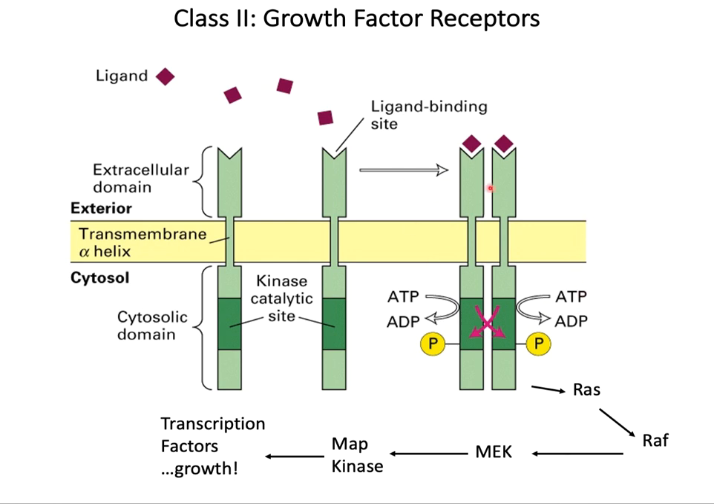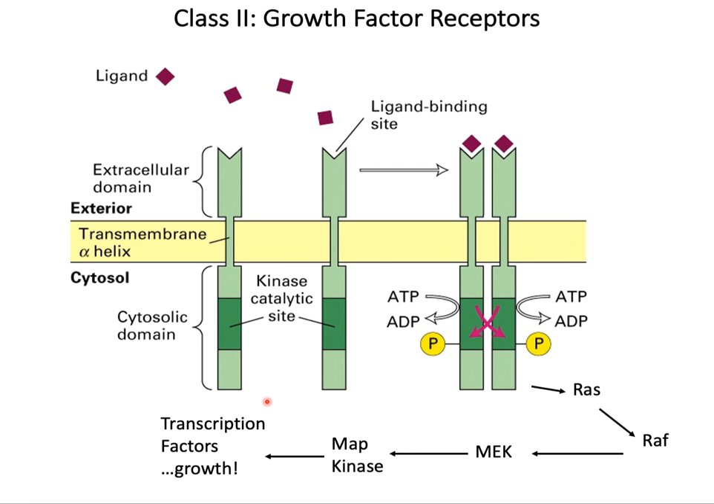And when you get ligand binding, you get dimerization of that receptor. You get cross-autophosphorylation, and the phosphorylated receptor can then, through a series of steps, activate RAS, which in turn activates RAF, which in turn activates MAP kinase, and then MAP kinase can move into the nucleus and phosphorylate transcription factors and drive the expression of genes.